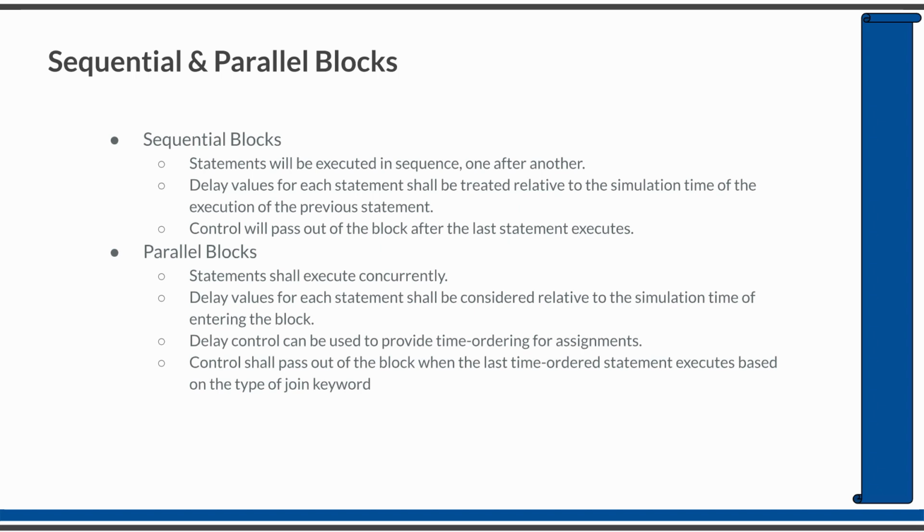In case of sequential block, the delay calculations were relative to the previous statement, but in case of a parallel block, it is relative to the starting point of execution of the parallel block. Also, the control will be coming out of this parallel block in three different ways, which we will learn in the coming session. So that behavior is controlled by which join statement you are using, which you will see in short while.